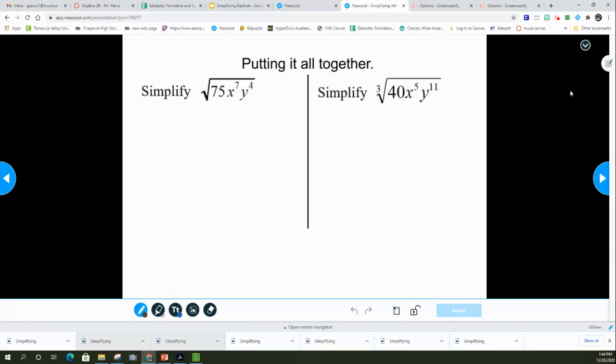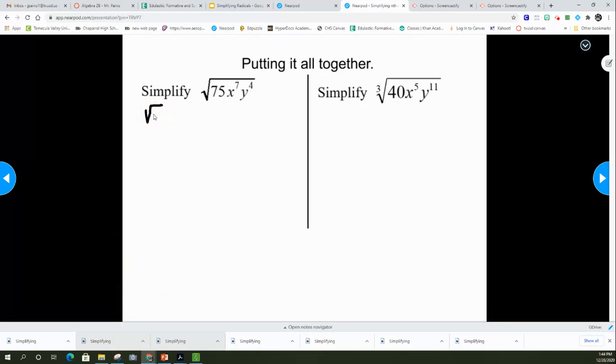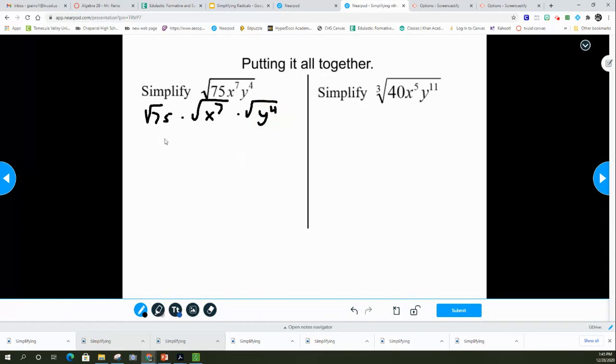All right, let's put it all together now. So what if we have numbers? What if we have more than one variable in there? Okay, how can I do it? So one strategy is to separate everything. All right, I could separate this as the square root of 75 times the square root of x to the 7th times the square root of y to the 4th. And then we just simplify each one of those and then put them back together.